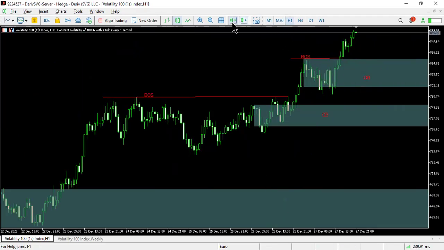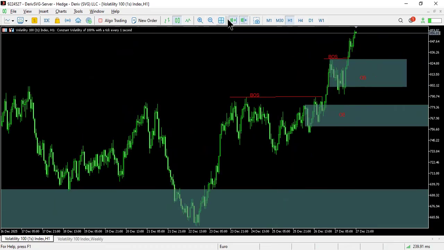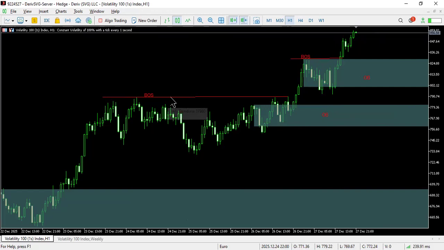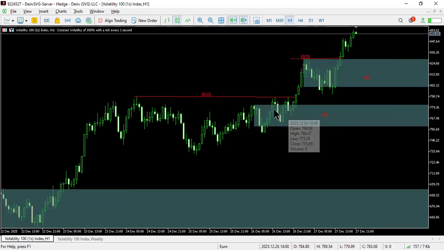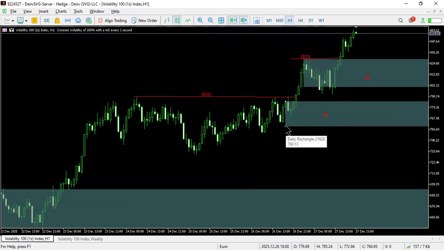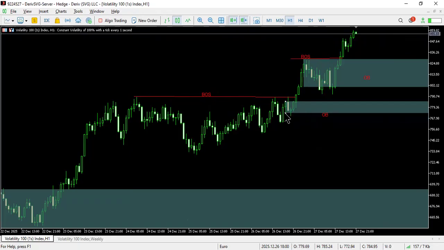And then if we go to the 1 hour, which is our entry time frame, that is what we have. So we have that order block, and we have that break of structure, and then the order block which caused the break of structure. It's going to be that order block.